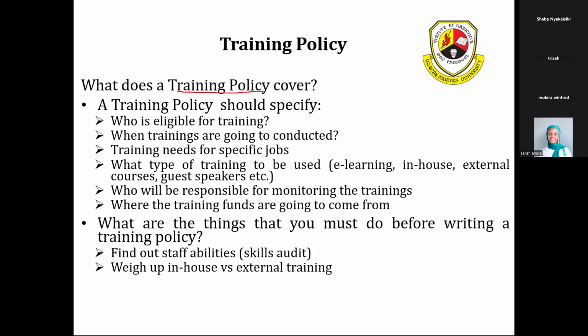We start with the training policy. What does the training policy, or sub-policies that are focused on training, what would they be talking about? They'll talk about who is eligible for training. So for example, if it's talking about the overall users on, let's say, how to use email, how to use the organizational email, how do you access it, on what devices, and so on and so forth.